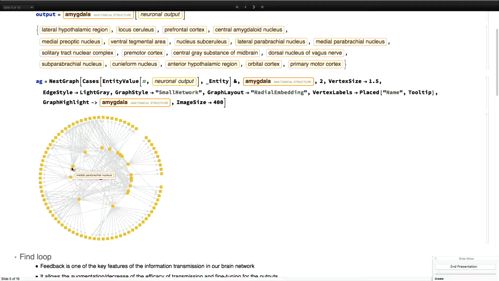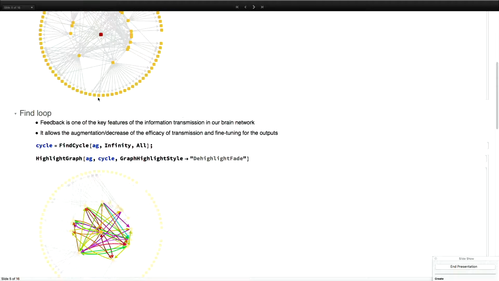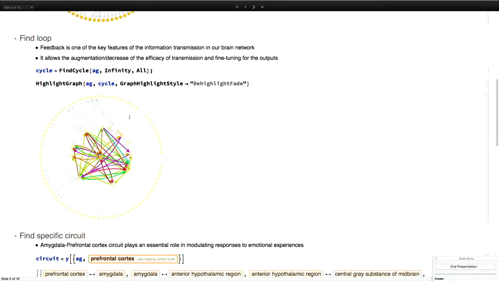And additional graph functionality in Mathematica helps us analyze the network and find loops. Finding feedback loops is one example, which is the key framework in any biological network to fine-tune the system by altering the signal transmission. So for example, we can highlight the loops that involve the amygdala and other areas. For example, the thalamic nucleus.